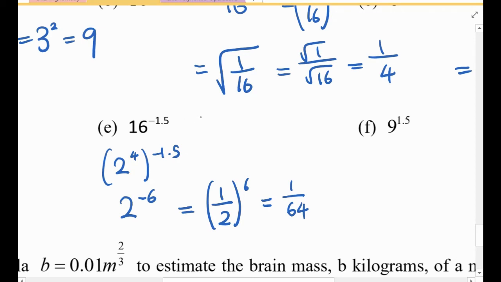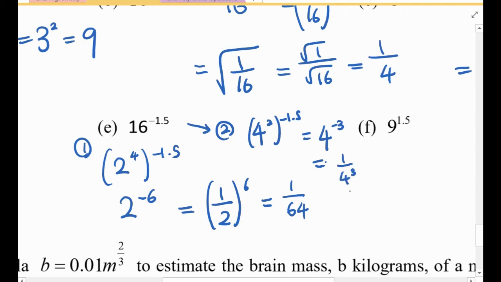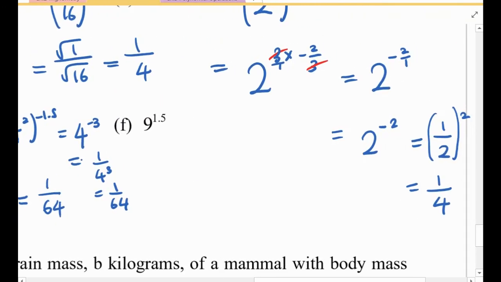Or we can also use 4 squared. So there are two ways. So 4 squared to the power of -1.5. It becomes 4 to the power of -3. Then 1/4 cubed. And that is also 1/64. Next, 9 to the power of 1.5. 3 squared to the power of 1.5. 3 to the power of 3. That becomes 27.